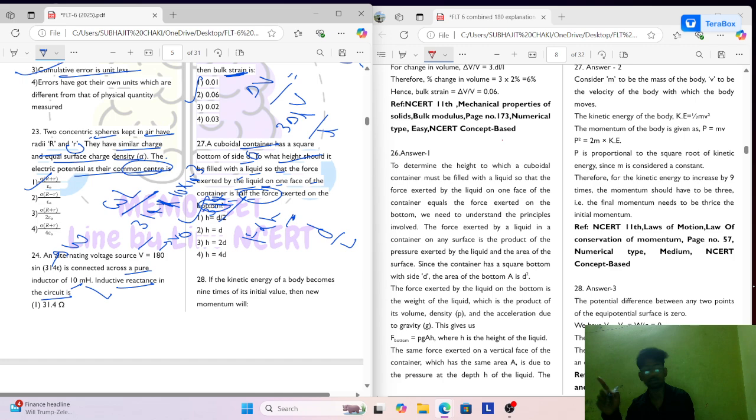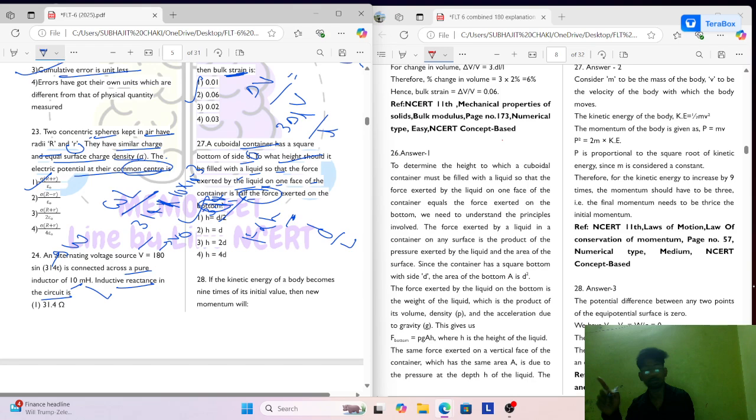A current I ampere flows through a circular arc which subtends an angle of pi by 2 radian at the center, whose radius is r. The magnetic field at the center will be. Okay, just multiply it: mu naught by 4 pi, I by r into theta. This is the correct option.